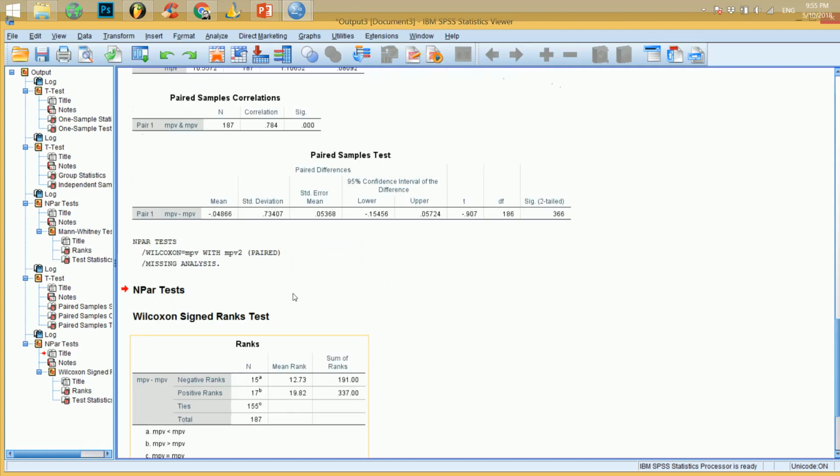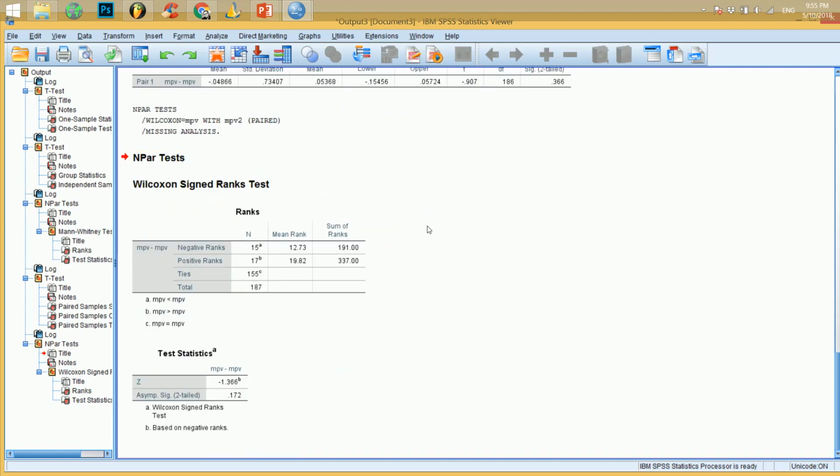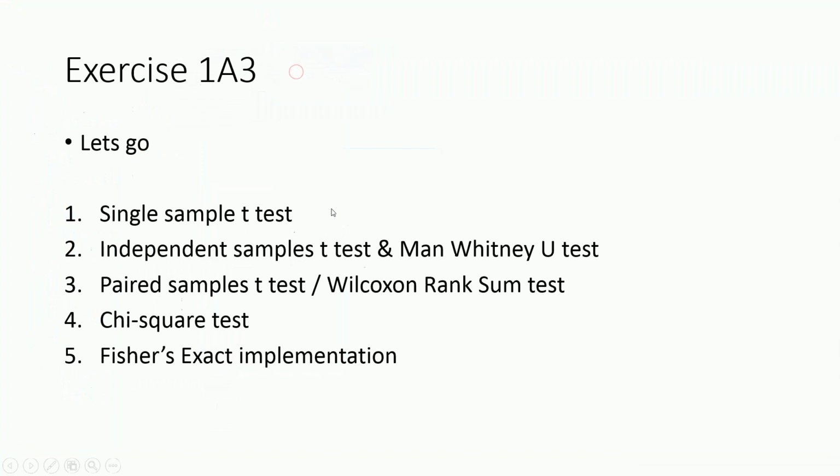Now we would normally choose the paired sample t-test if we know the sample is normally distributed. In the other case, if it's not, then you should be using the Wilcoxon signed rank test. We already explained how to see that distribution and how to calculate the exact distribution parameters in some of the earlier videos. So let's go and see the next test, the Chi-square test.